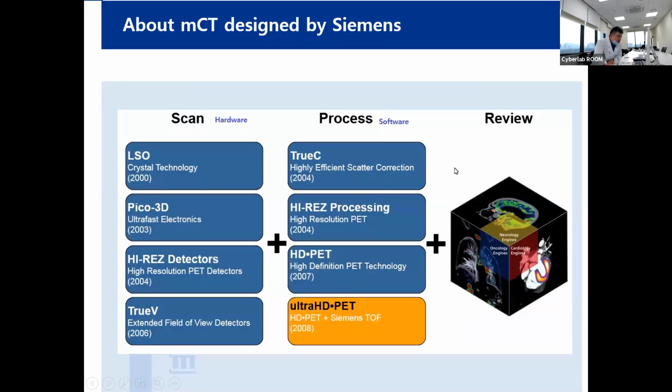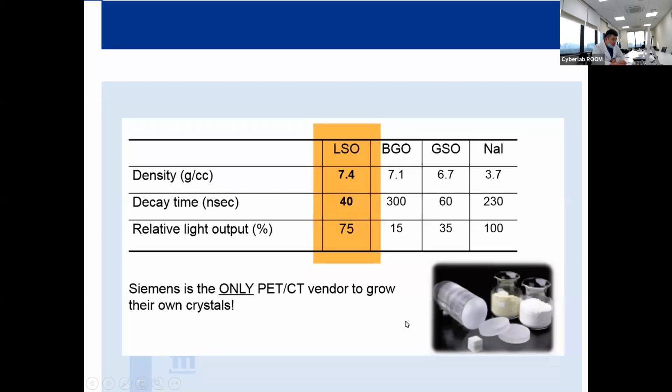So this system is the MCT system. We have the Siemens medical device called MCT, using LSO, Pico 3D, high-res detectors, and TrueV. Plus TrueC, high-res processing, HD-PET, and UltraHD-PET, as Siemens calls it. And this means it is a TOF system. I will show you. LSO has a very short decay time.